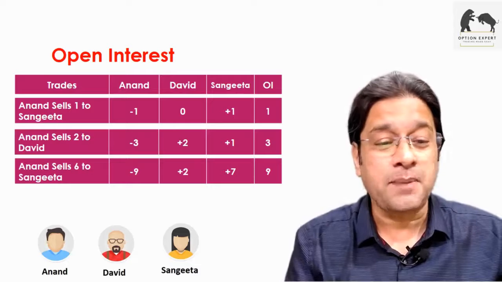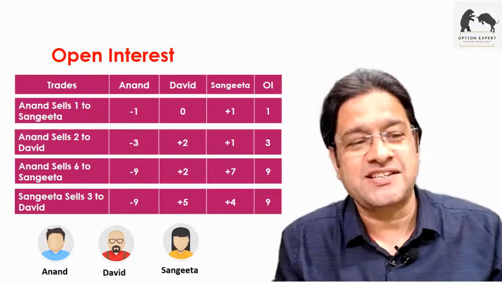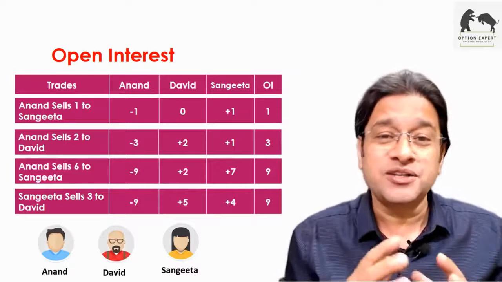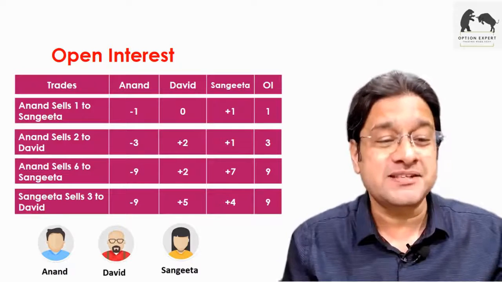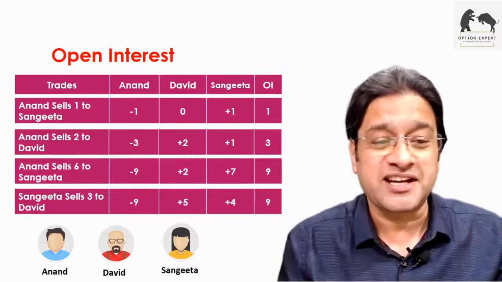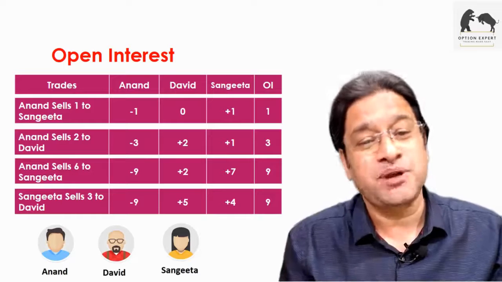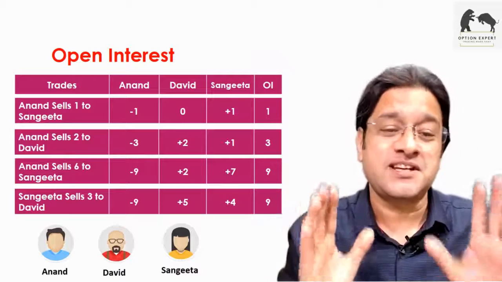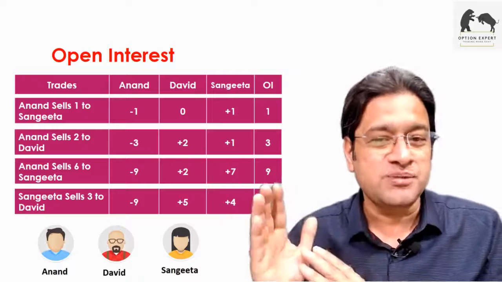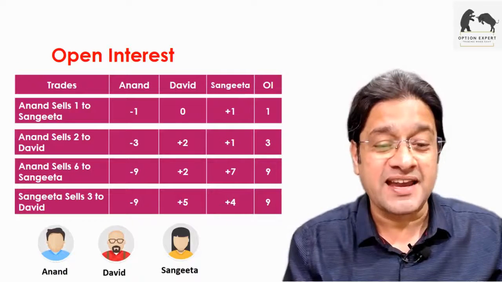So now let's see what happens, as it gets interesting. Suddenly Sangeeta will change hands. Sangeeta will sell 3 contracts to David. Anand, who was -9, remains at -9. David, who was at +2, adds 3 contracts and becomes +5. And Sangeeta from +7 becomes +4. The open interest remains 9. Now, can you see the volume is going up? The volume is definitely going up, but the open interest remains 9.